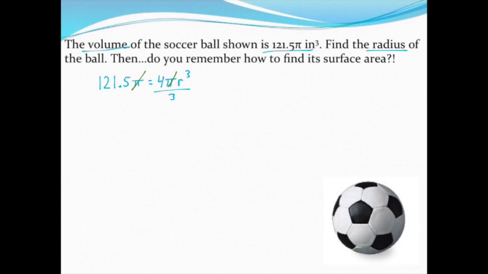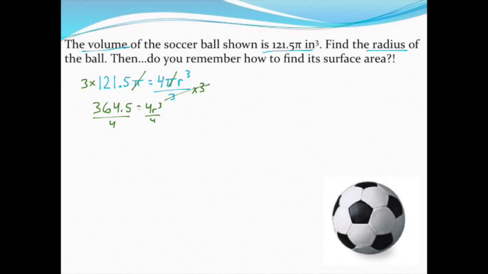Let's go ahead and do it this way. Here's what I'd recommend. Let's get rid of that divide by 3 next. So the opposite of dividing by 3 would be to multiply both sides by 3. So I'm going to do that. And I get an answer then of 364.5. And then I still have 4r cubed on the other side. So my next step, let's divide by 4.